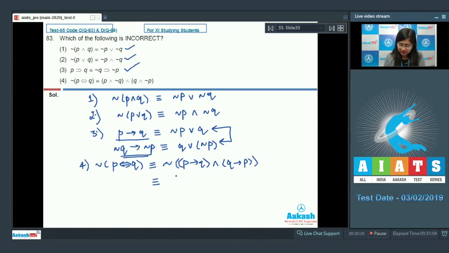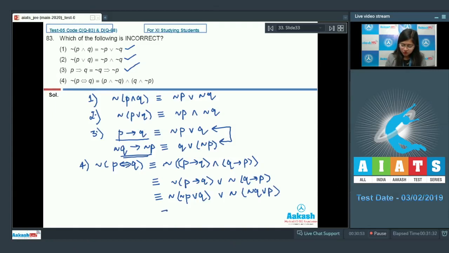Now this can be further written as negation of P to Q or negation of Q to P, right? So this is equivalent to negation of P to Q is written as negation P or Q, or negation of Q to P can be written as negation Q or P, right? So this is equivalent to P and negation Q or Q and negation P.